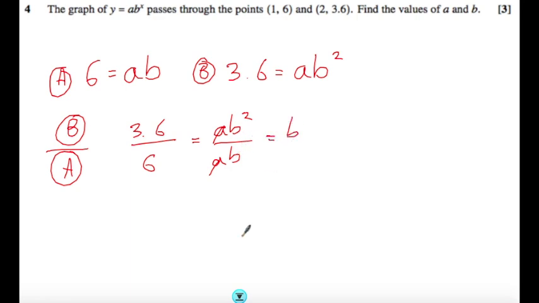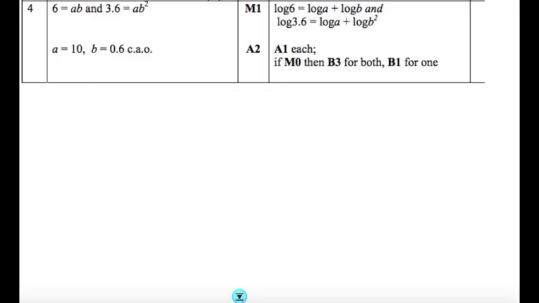So we've just got to do 3.6 divided by 6, which is 0.6, and then we can sub that into either of the equations to work out a. So we know 6 equals ab, so now 6 will equal 0.6a. So 6 divided by 0.6 is 10. So we get a equals 10. Okay, so you get one method mark for that and then two answer marks for 10 and 0.6. So you can see there they've showed you could do it by using logarithms, and that would get you to the answers as well.